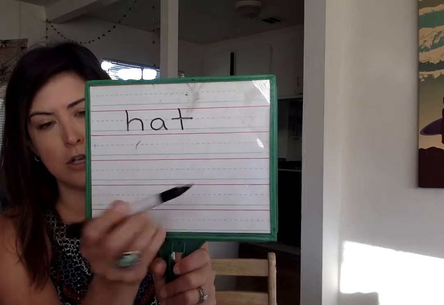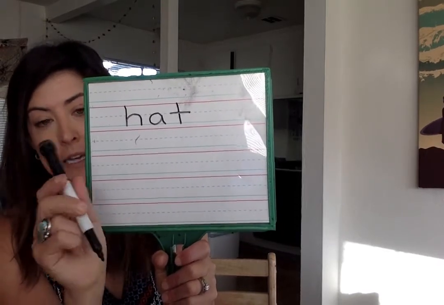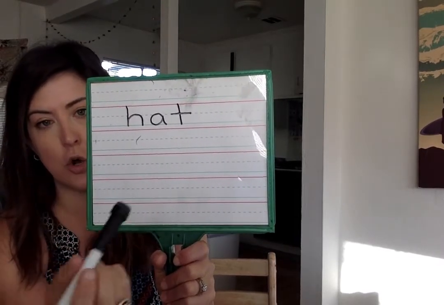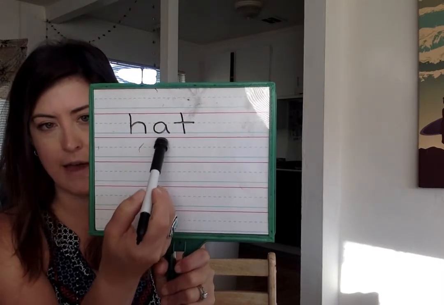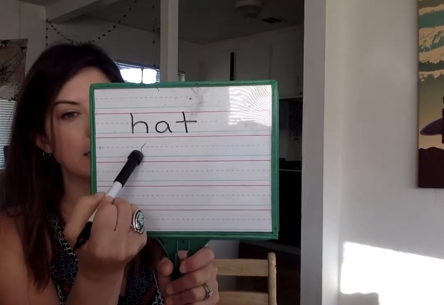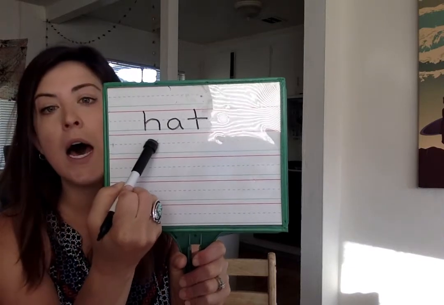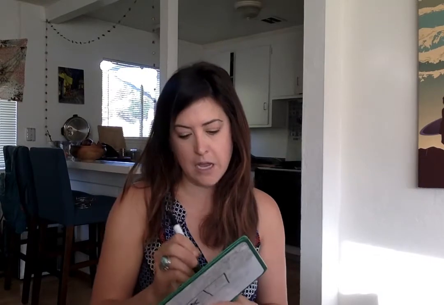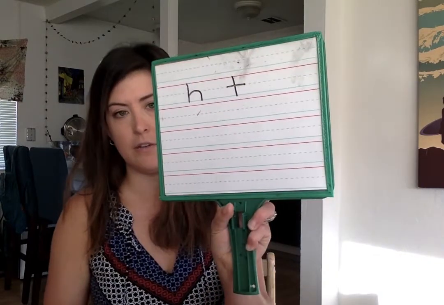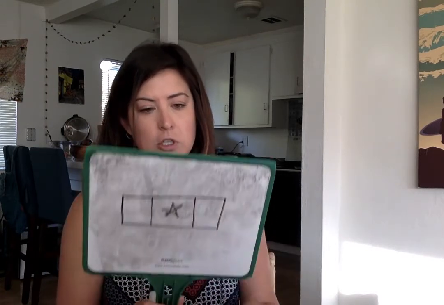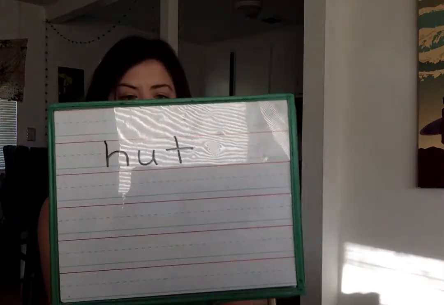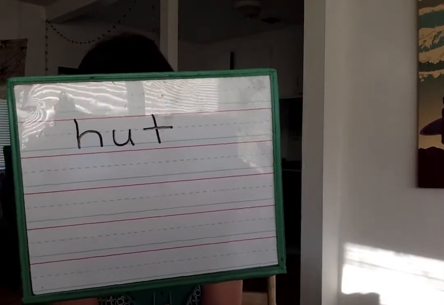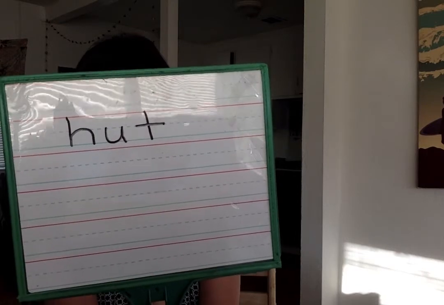Hat. Okay, so now every single time, unless I tell you otherwise, you're only going to change the middle letter, the vowel. Turn hat into hut, like a little house, hut. See, I only erased the A. Change hat to hut, check your work, and chin it. We had to change the A to a U.